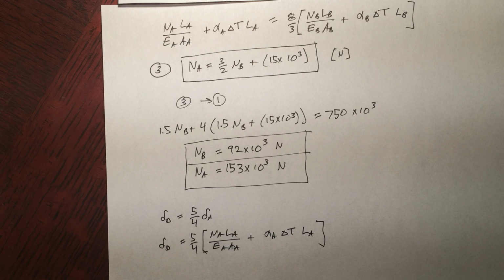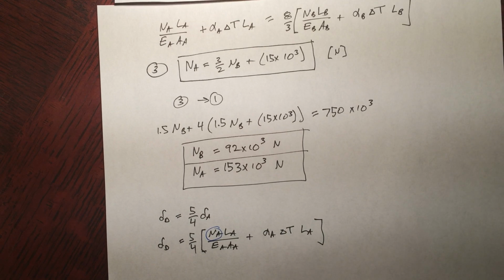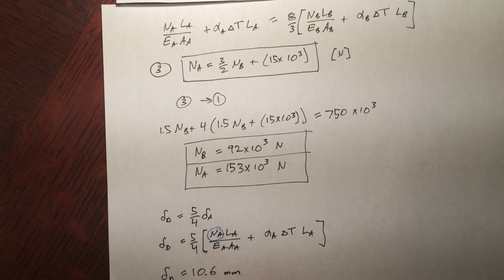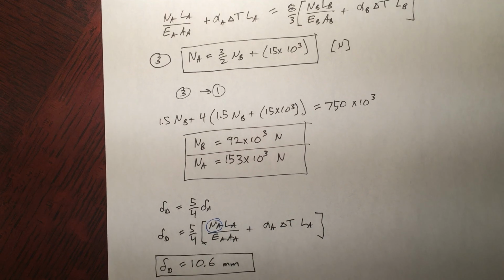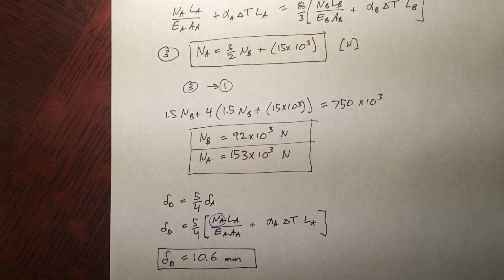You can go through and plug in these values. Now that we previously solved for N_A, we have everything that we need to solve for the total displacement of D. It turns out to be 10.6 millimeters. Alright, there we go. That's the answer for this question.